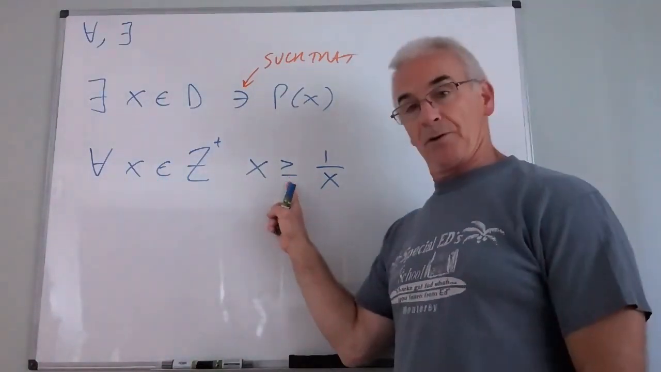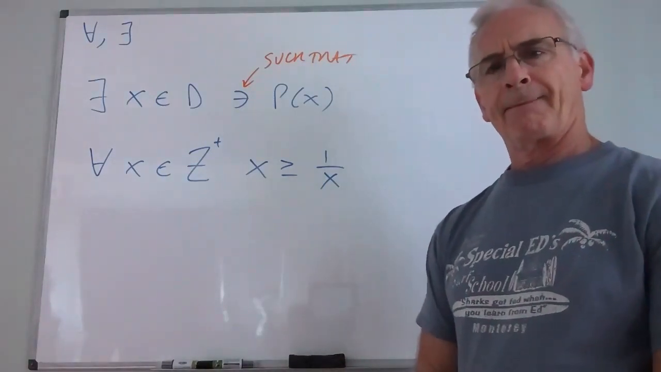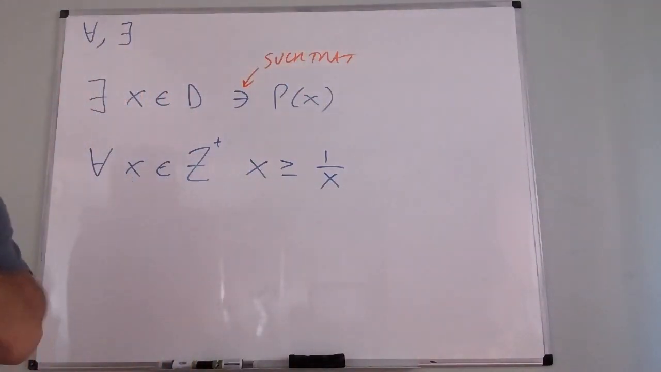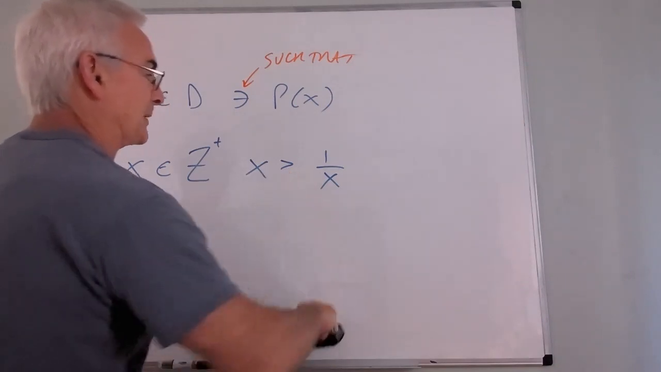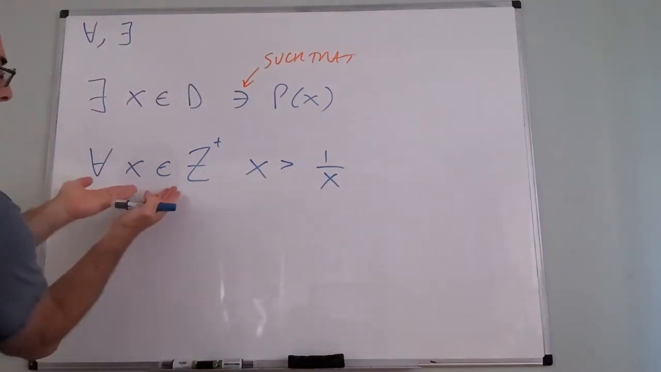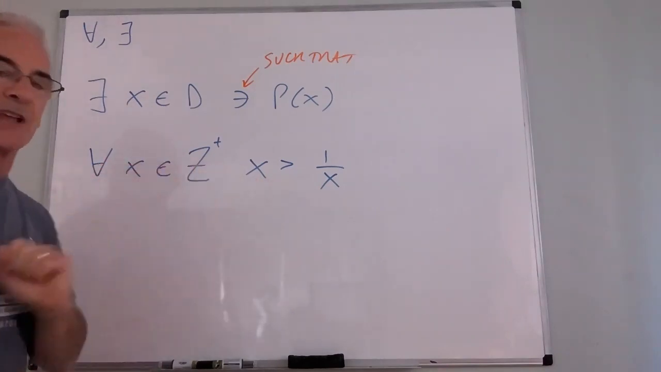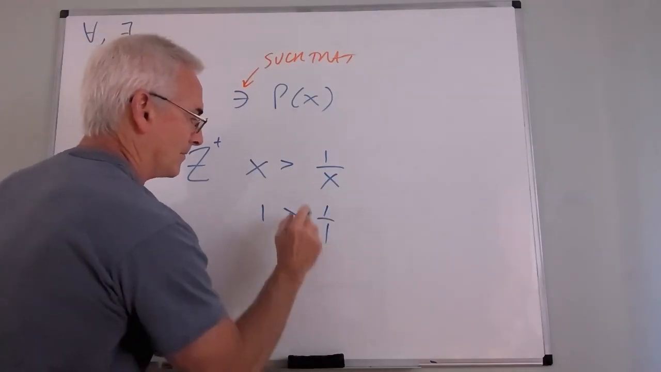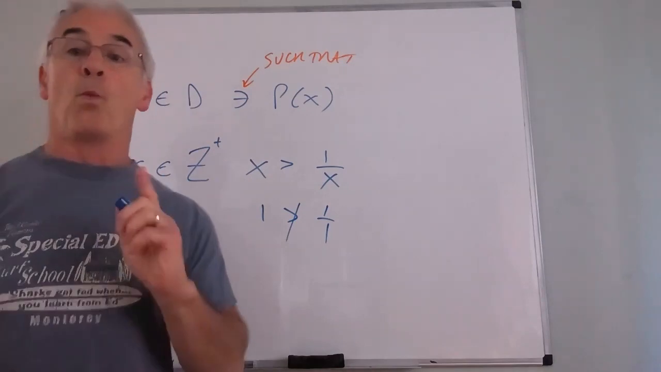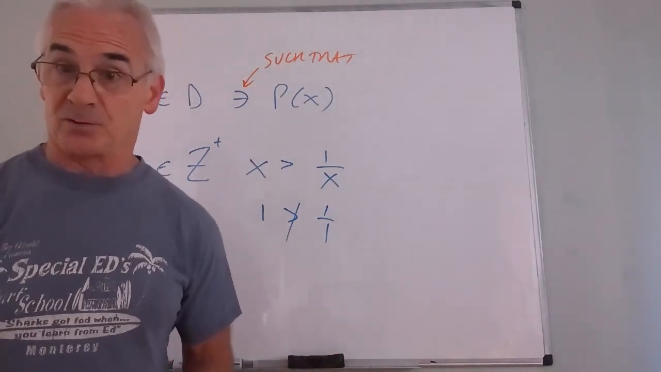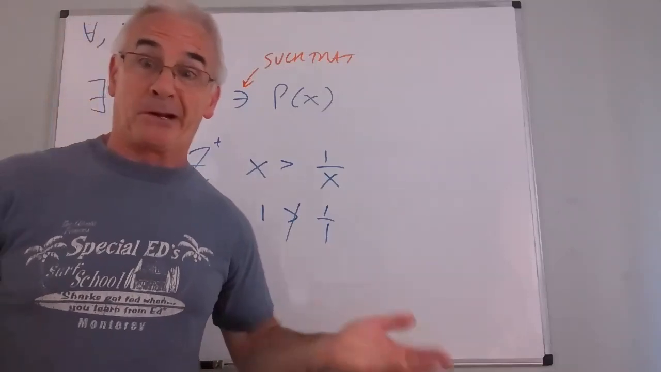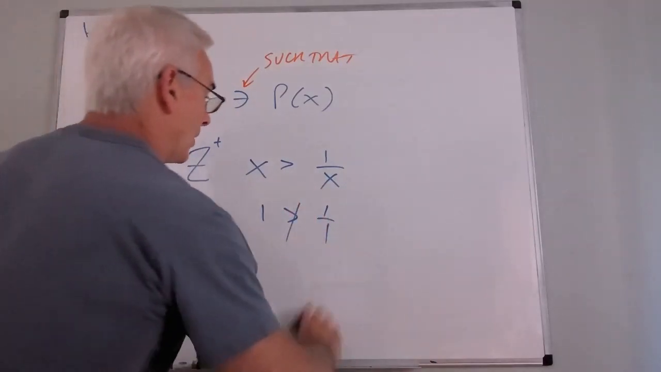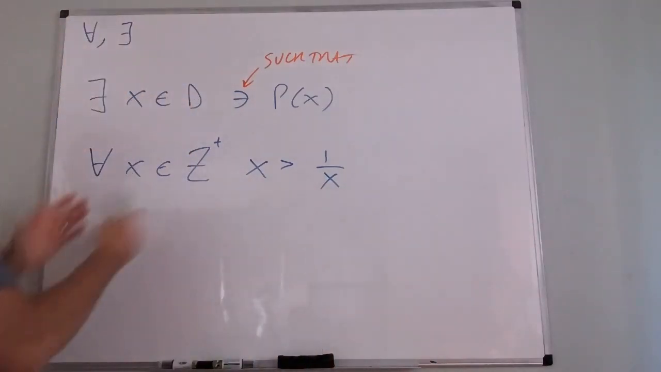If I had made that a strict inequality, would it be true? No. If I take away the or equal, it's false. That would be the one and only counterexample, but that's all you needed is 1. Every integer bigger than 1 is bigger than its reciprocal, but 1 is equal to its reciprocal, and I said or equal. So that's the translation.